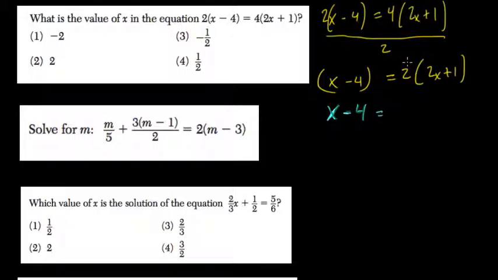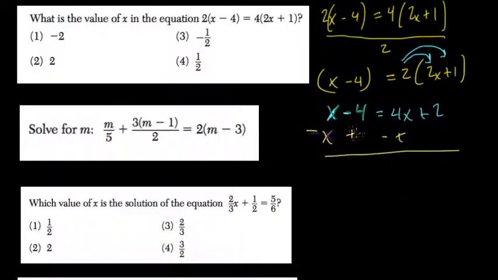On the right-hand side, we distribute 2 times 2x, 2 times 1. We get 4x plus 2. I'm going to bring my variables to the right, so subtract x from both sides. Then, I bring my numbers to the left. Subtract 2 from both sides.